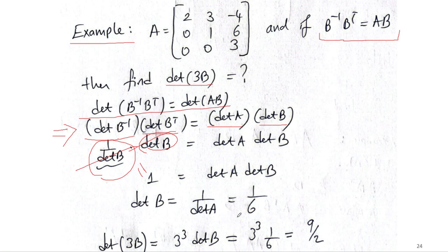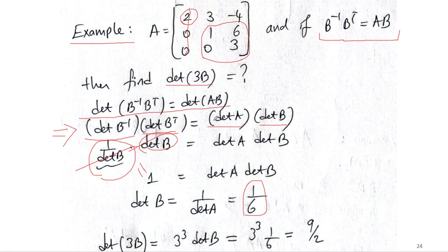That's equal to 1 over 6, because here you can calculate the determinant of A using the first column, and you will multiply this 2 with the minor. The minor is here. 1 times 3 minus 0, that is 3, times 2, that is 6. So the determinant of A equals 6. Okay, so determinant of B equals 1 over 6.